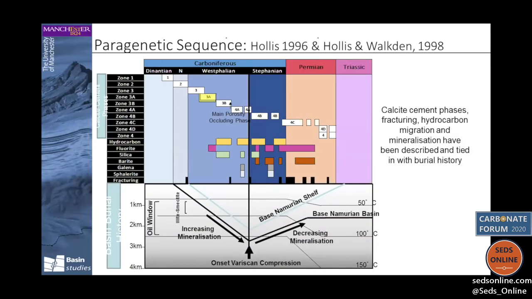For the Derbyshire platform, a paragenetic sequence framework had been created through the work of Hollis and Walkden. And this takes in the calcite cement phases, which go from platform formation through to burial and inversion. So we can see the calcite cement phases are at the top, which go from 1 to 4. The most important phase to highlight here is the phase 3A, and this is a meteoric calcite cement, which included much of the porosity on the Derbyshire platform.